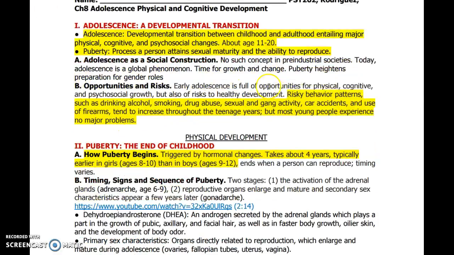Now, a lot of changes are happening during the teen years, during adolescence. So there's physical changes, puberty, as well as cognitive changes and psychosocial growth. During this time, teens can engage in risky behavior patterns, including drinking, smoking, maybe doing drugs, getting involved in risky sexual behavior, gang activity, car accidents, and things of that sort. So it can be a time for risky behavior, but most young people experience no major problems.